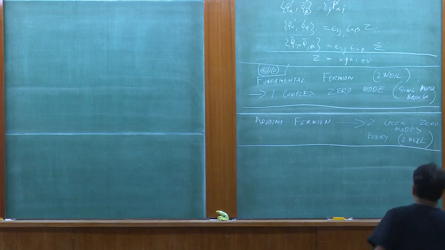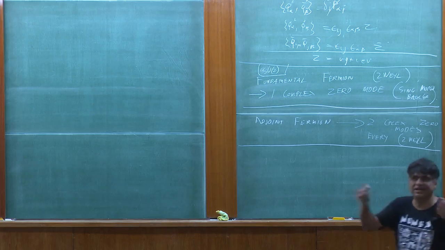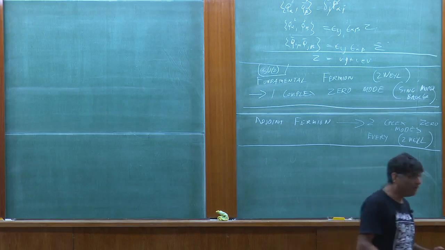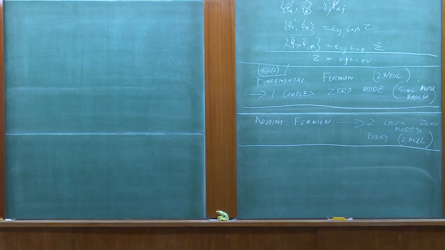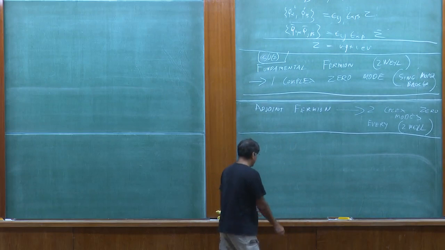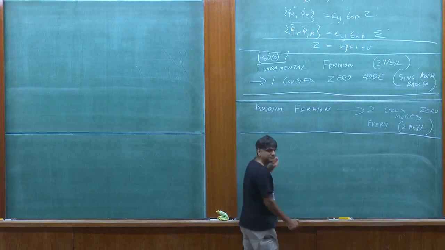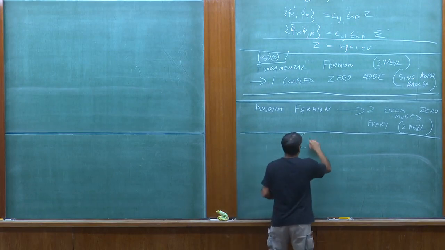Okay, now what consequence does this have? Zero modes are extremely consequential. Zero modes in path integrals are consequential because they give you zero unless you have enough insertions. Zero modes in Hamiltonians are also consequential because they have interesting commutation relations between them. Okay, so let's look at this fundamental business first. Let's take an aside to look at the fundamental zero modes.